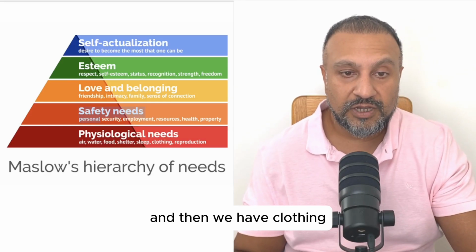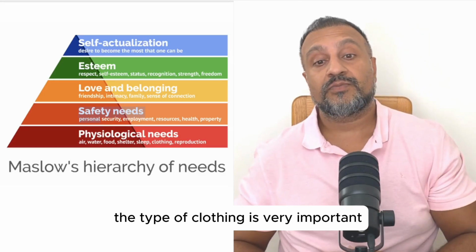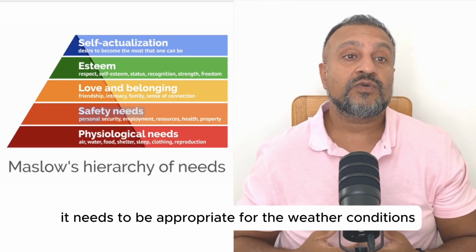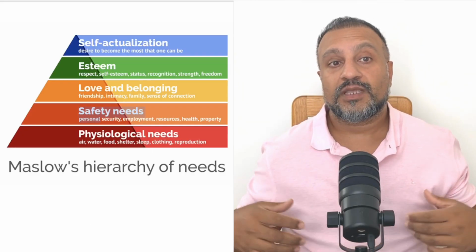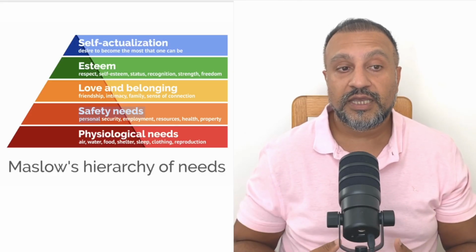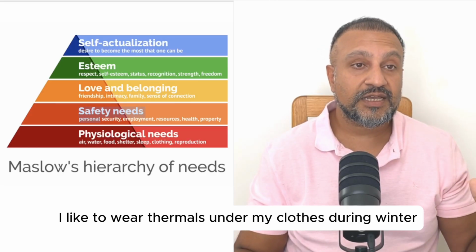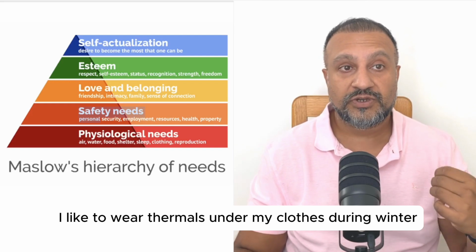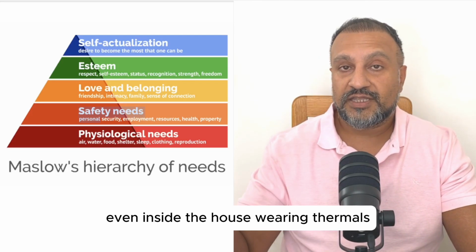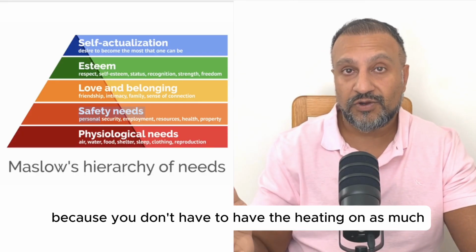Then we have clothing. Clothing is very important. The type of clothing is very important, because it needs to be appropriate for the weather conditions. If you are in winter, you need to have appropriate warm clothing, even things like thermals. Thermals are also amazing. I like to wear thermals under my clothes during winter to keep me nice and toasty, nice and warm. Even inside the house, wearing thermals, you can save money because you don't have to have the heating on as much.